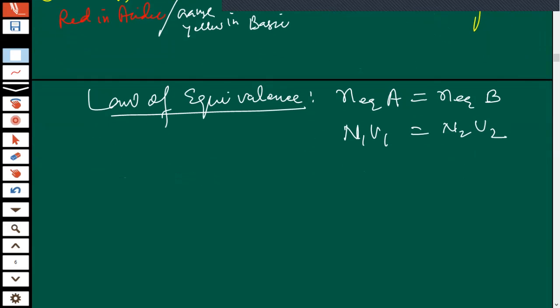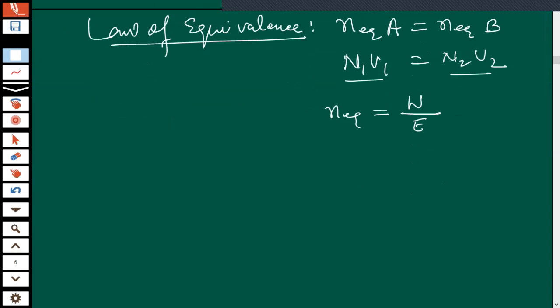And how can we calculate number of equivalents? By this formula, we can calculate number of equivalents of anything: weight by equivalent weight. And equivalent weight can be calculated by molar weight by X factor. Right?